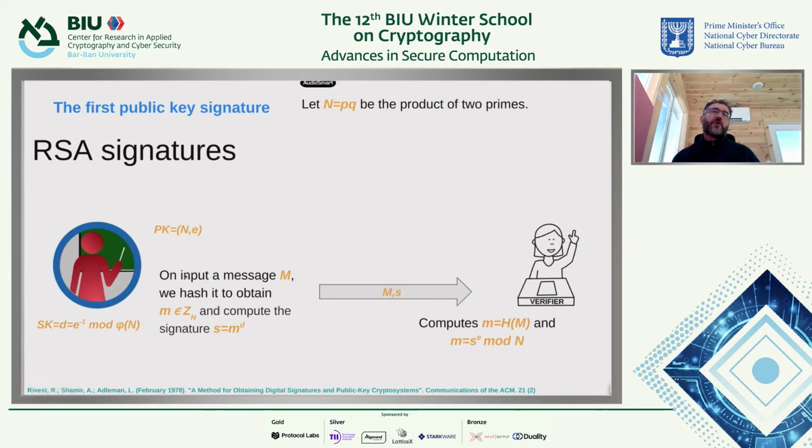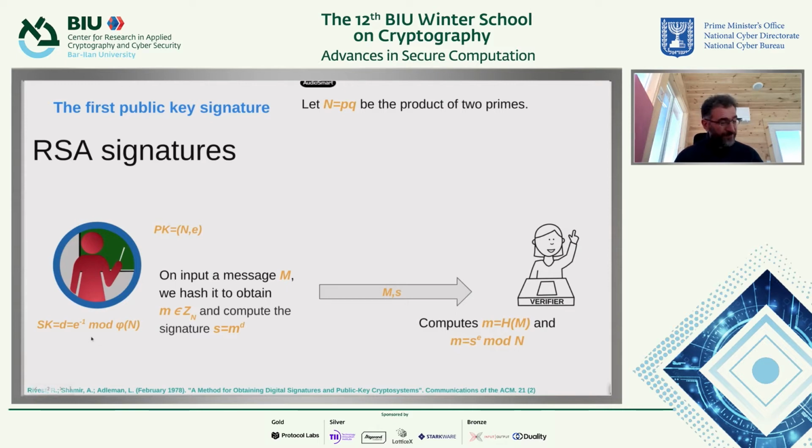So to find such an E is usually not that difficult, and then you invert it modulo phi of N to get D. If you know the factorization of N, this operation is easy to do because you know phi of N, but we believe that without the factorization of N, we don't know how to do this. It's a conjecture. There is no known equivalence between the two.